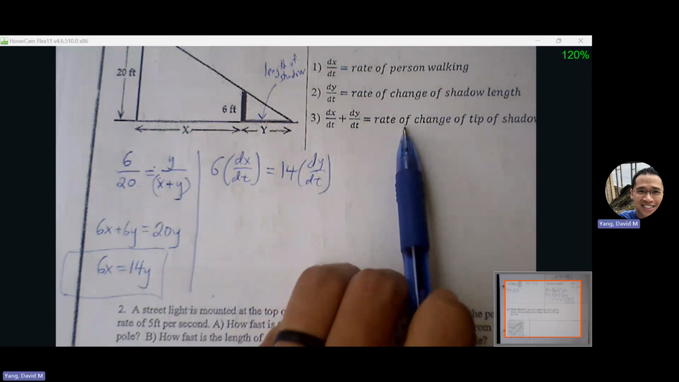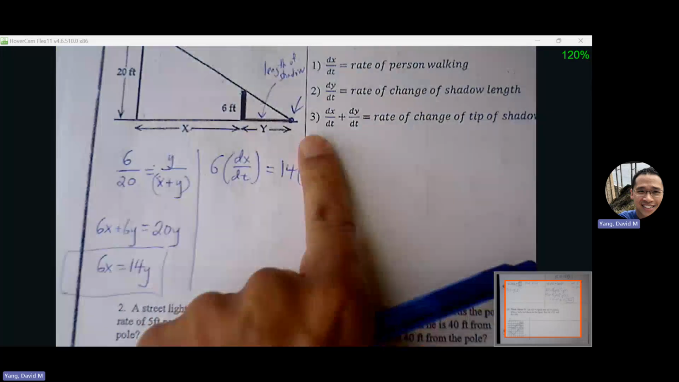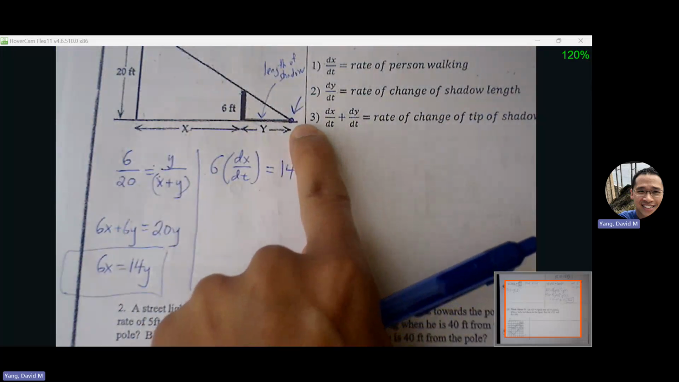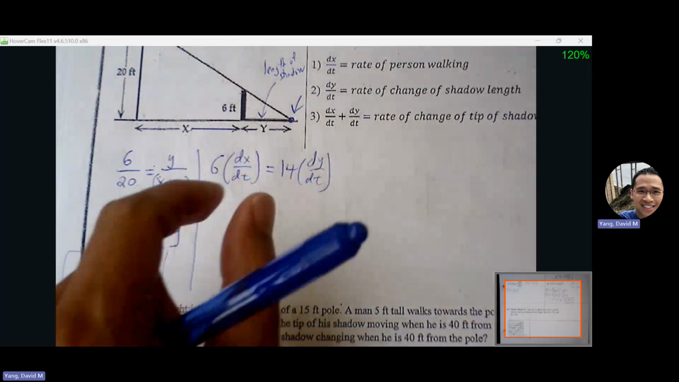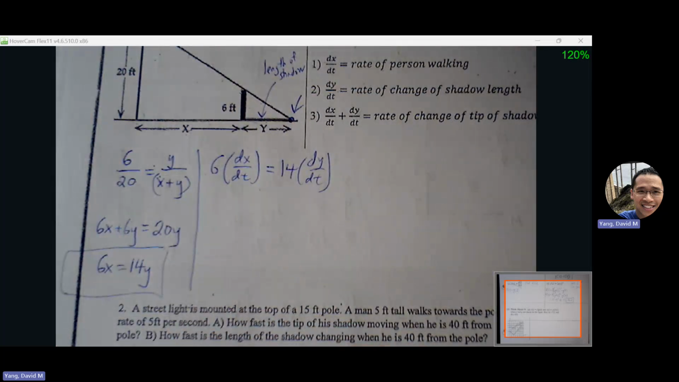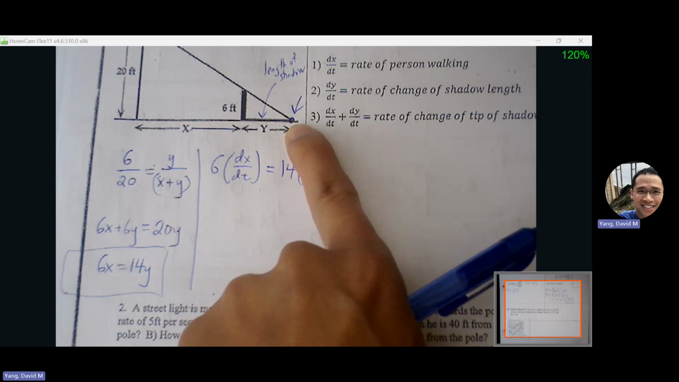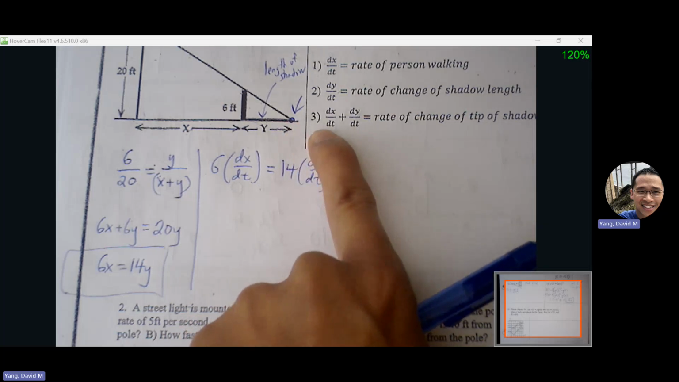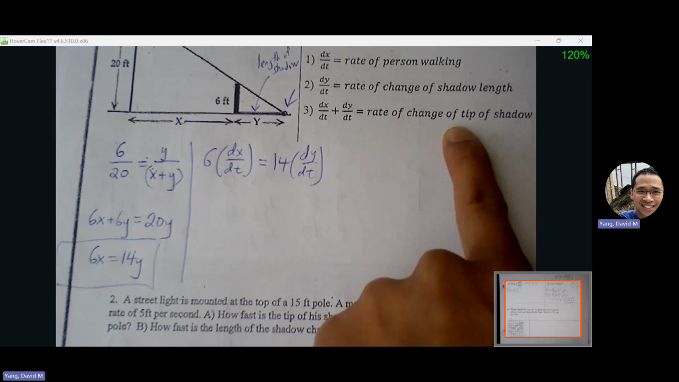And finally, there's a rate of change of the tip of the shadow. So the tip of the shadow is how fast that tip is moving in relation to the ground. And that tip of the shadow is getting impacted by both how fast a person is walking and how fast the length of the shadow is increasing. So both those rates are going to be on top of each other. And so that's going to cause this to be the fastest. So once I find dx/dt and dy/dt, I can add those together, and that's going to be the rate of change of the tip of the shadow.